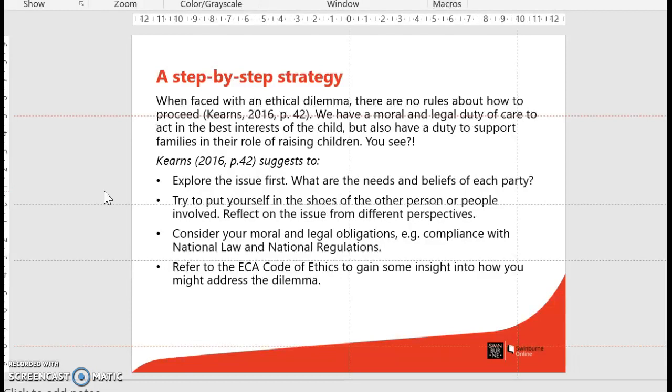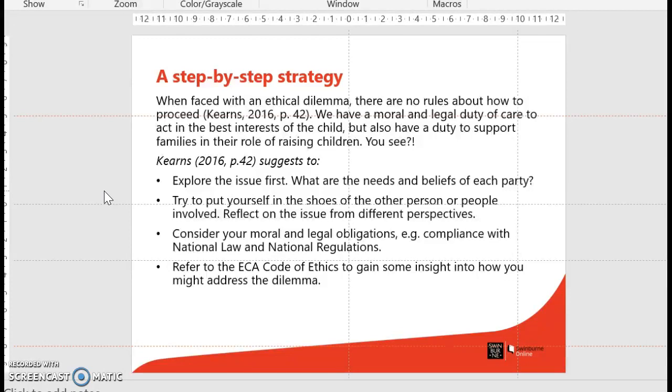So Kearns says to explore the issue first. What are the needs and beliefs of each party? Try and put yourself in their shoes and think about the responsibilities there. This will allow you to reflect and look at it from different perspectives. Consider your moral and legal obligations.